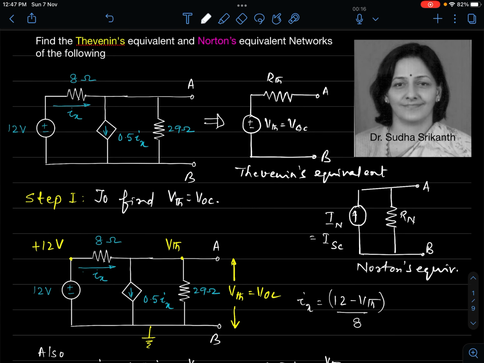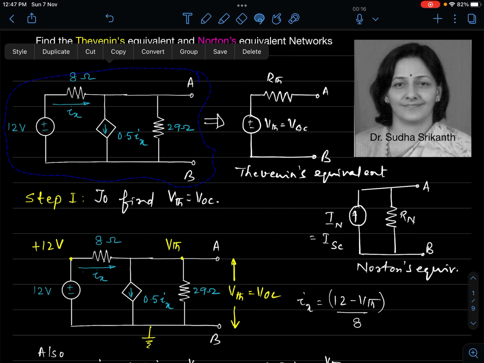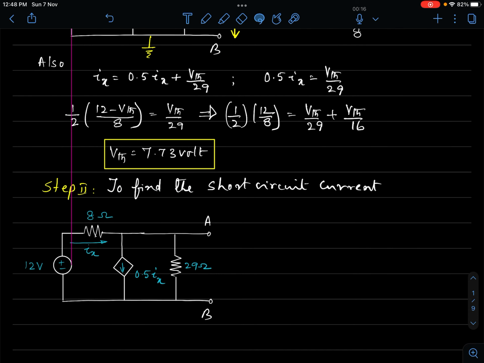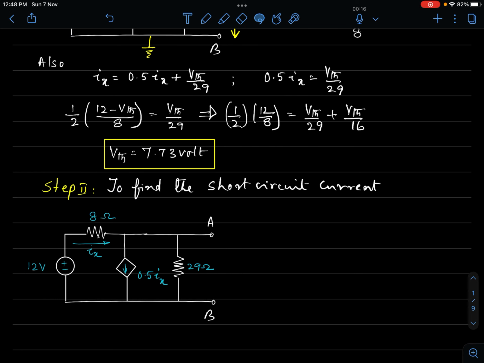I will take the circuit again. Instead of redrawing, I would prefer to copy the diagram and take it here. Now I will try to short the terminals A and B. I use a bright color because a short circuit is pretty dangerous. So I would draw a line like this. Now I'm shorting the two terminals A and B.